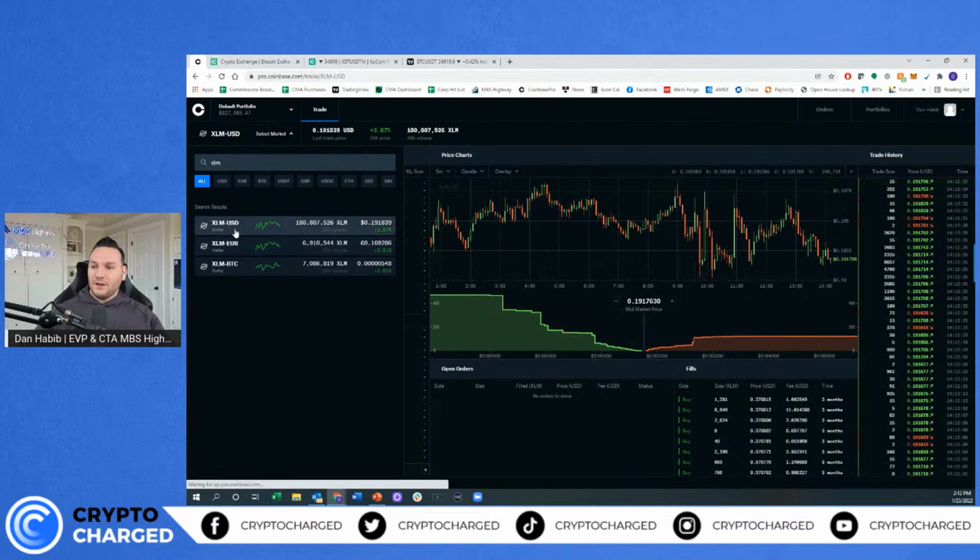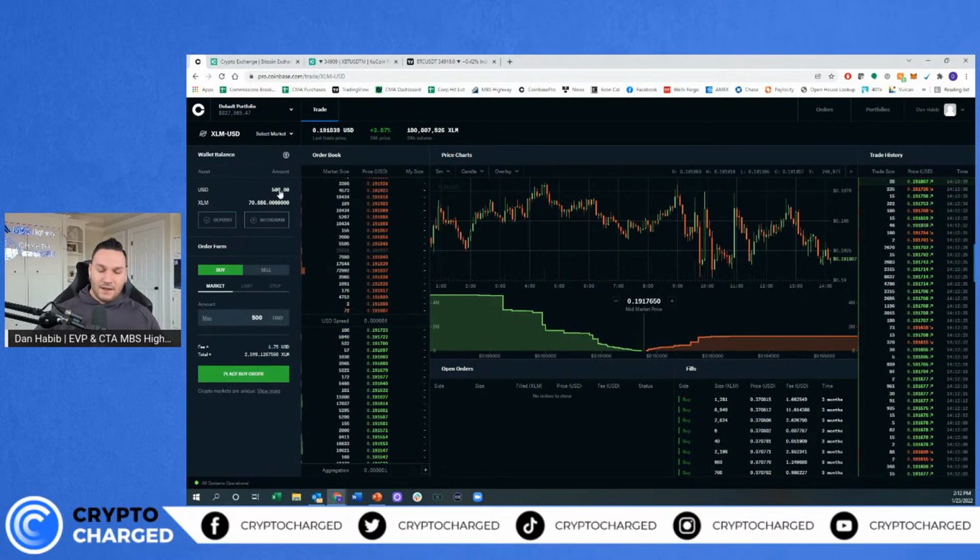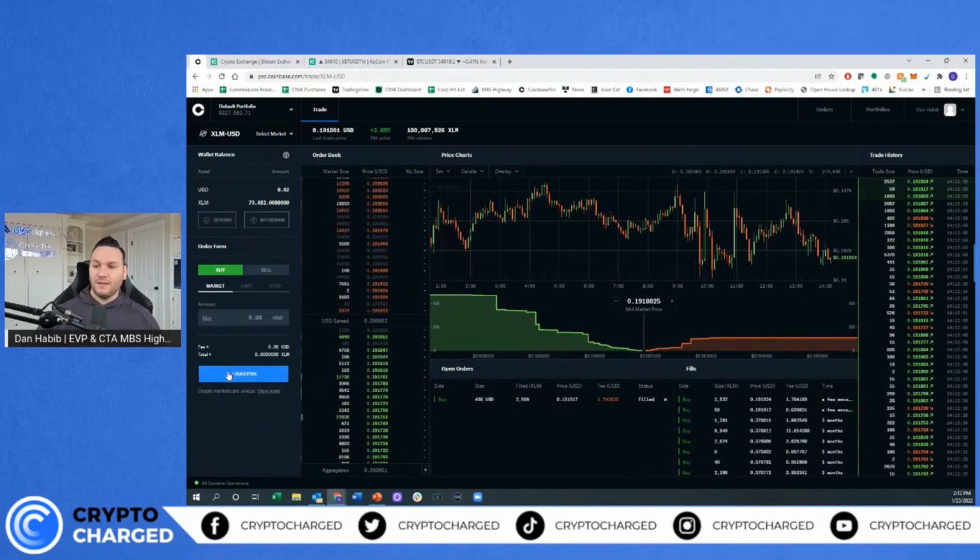And then you can see here, it'll show me the XLM that I currently own, and it'll also show me my cash position. So I have $500 of cash here. I want to go through this exercise to show you how you can do this. Because I'm only buying a small amount here, I'm going to just place a market order and buy $500 worth of XLM. It's about 2,600 XLM as far as the amount of coins. So let's place that buy order. Boom, you can see that it was filled.